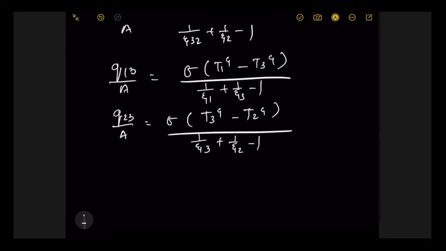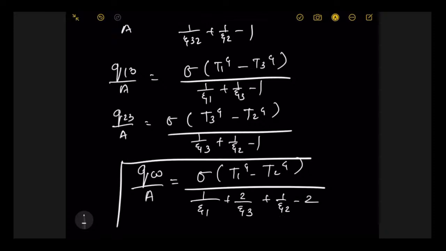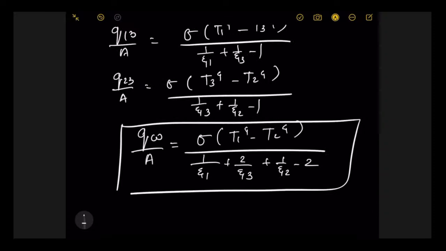So if you solve this, then with shield it equals sigma (T1 to the power 4 minus T2 to the power 4) upon (1 upon emissivity 1 plus 2 upon emissivity 3 plus 1 upon emissivity 2 minus 2). This is with shield. So write this.